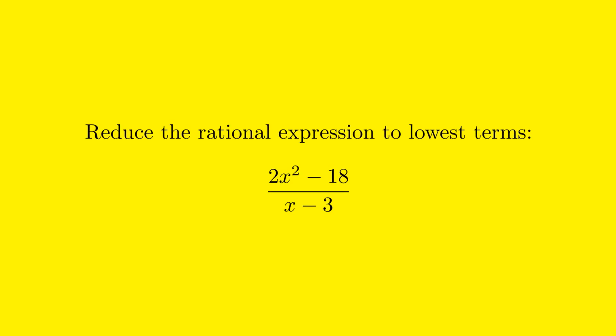Welcome to our instructional video on reducing the rational expression to lowest terms today. We will be focusing on the expression (2x² − 18) divided by (x − 3). Let's go ahead and simplify this expression step by step to ensure we reach the lowest terms possible. Let's get started.